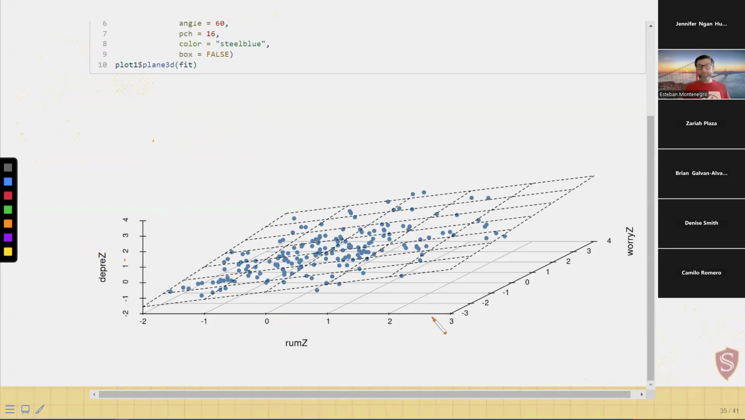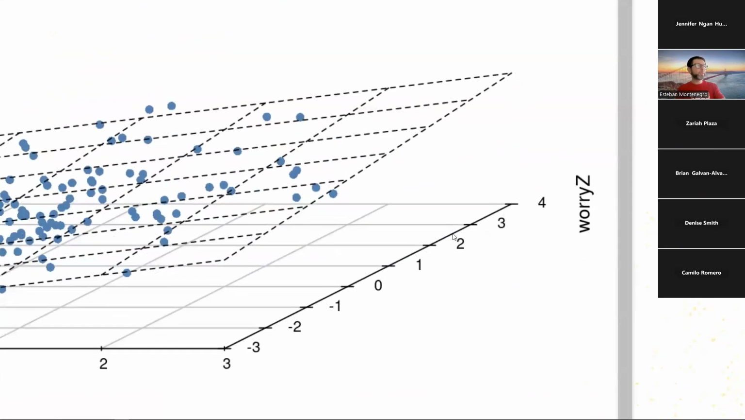So let's make an interpretation of this. So look at the plane. Now we have a 3D plane. Remember, depression is our dependent variable. And let me actually try to center this a little bit.